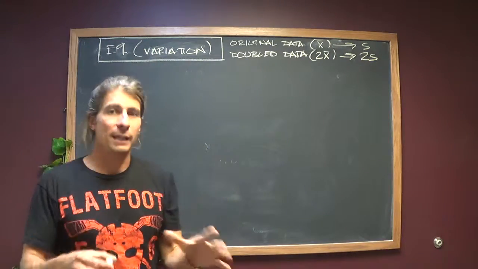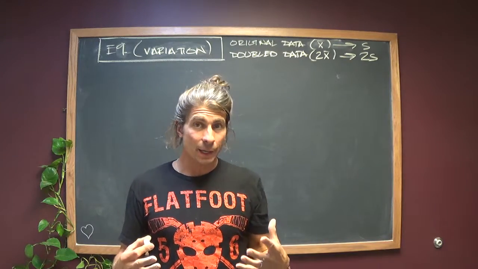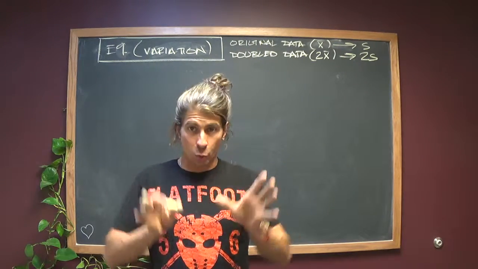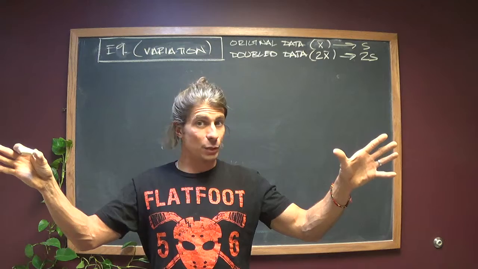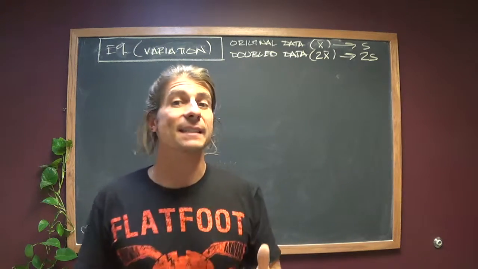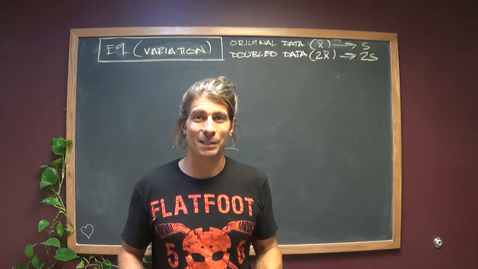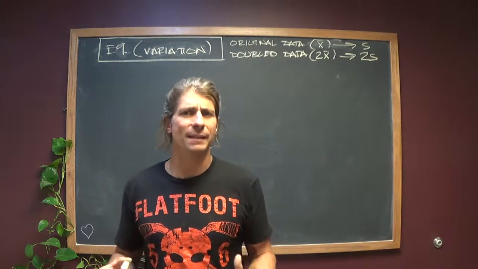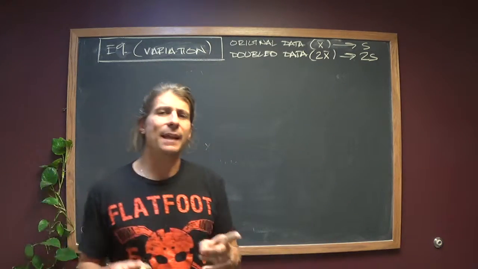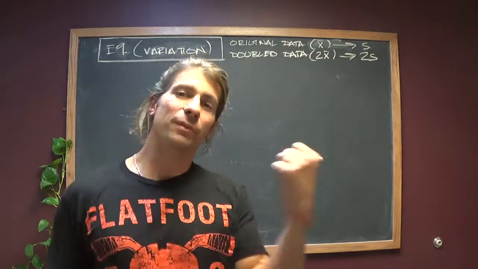Now, logically, and we can reason through this, if all the data is twice as far away from zero as it used to be, that means all of its distances are twice as far away from zero as it used to be. So that logically makes sense as to why it should double. But in case some of you want more of a rigorous proof, that's what I wanted to do for you today.